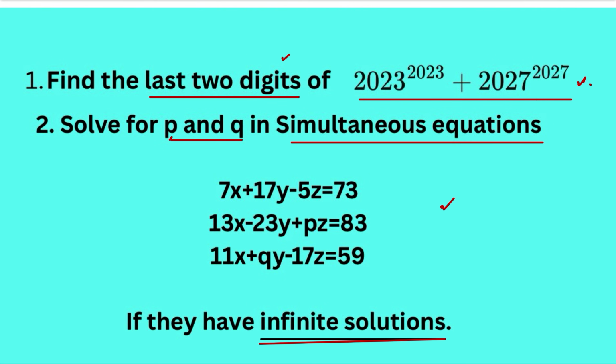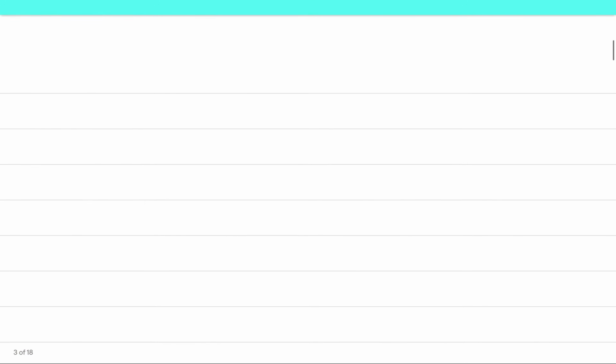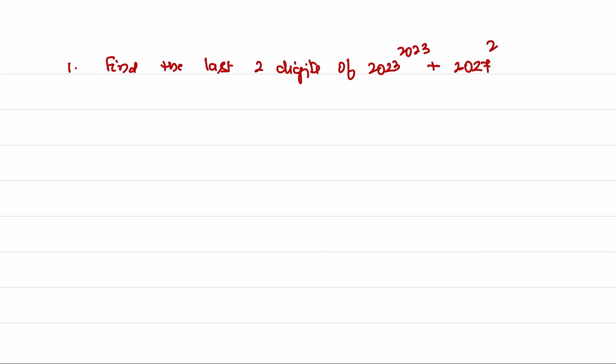Let us proceed for solving the first question. What is the first question? Question number 1 says, find the last two digits of 2023 to the power of 2023 plus, it's a sum, 2027 to the power of 2027. Solution.